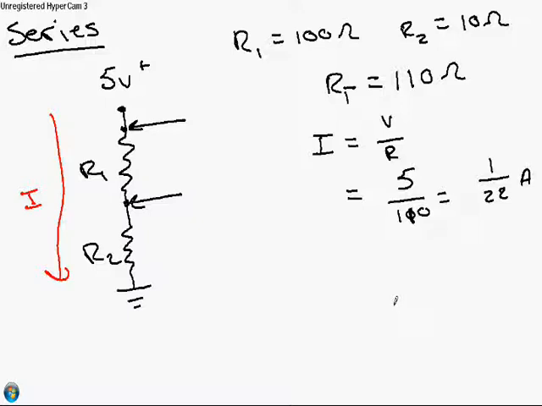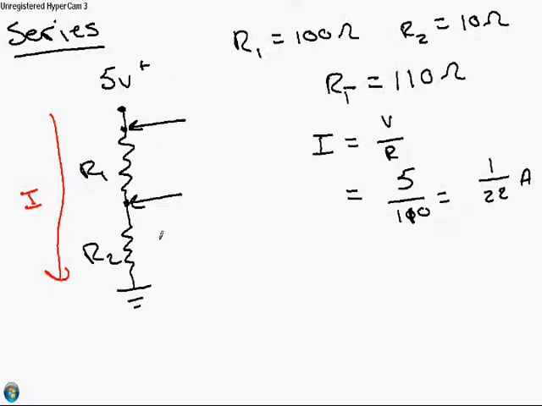Because it's flowing in the same direction, there's no splitting. Current can't be lazy. Current has to go the only way it can to ground. So it's not going to try and split, it's not going to try and fork. This is going to effectively act as one resistor and give you 1 over 22 amps flowing throughout each one.